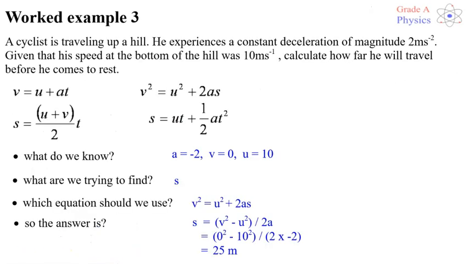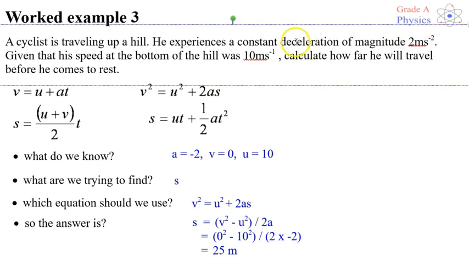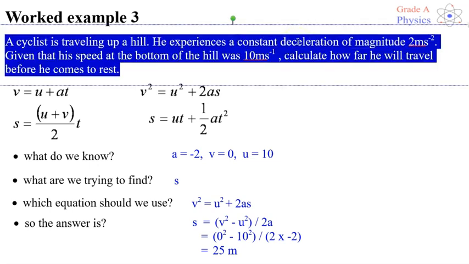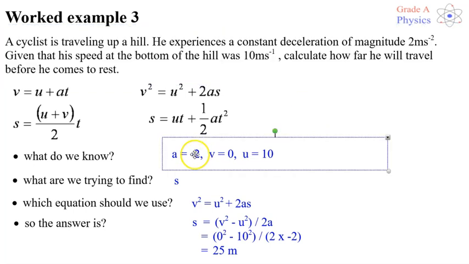Right, the final worked example is shown on the screen. So we have a constant deceleration of magnitude 2. So a lot of this is terminology. Magnitude just means the size. Deceleration, that's really important. So the deceleration means it's going to be negative 2. So when we're writing out the value here, a is minus 2.